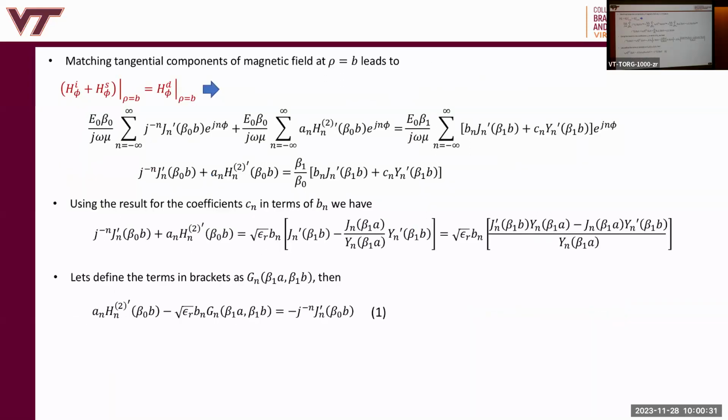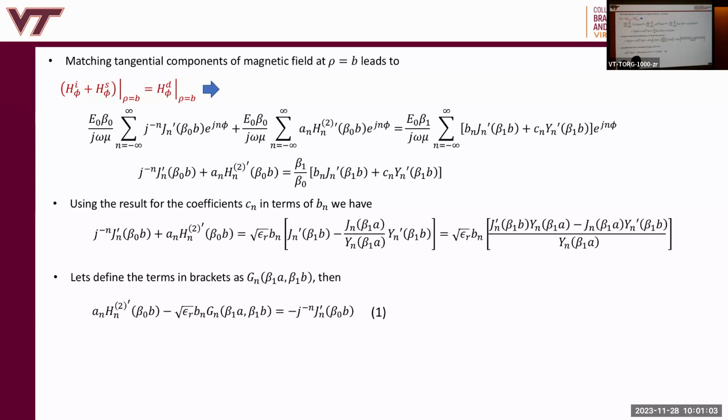Now we're going to match tangential components of the magnetic field at rho equal to b. The tangential component of the magnetic field is H phi. We match those at rho equal to b, and we write the expression for H phi incident plus H phi scattered. We evaluate these at rho equal to b, and we set that equal to H phi dielectric evaluated at rho equal to b as well. In order for these summations for all n to be equal, their arguments must be equal. So we have this equality here.